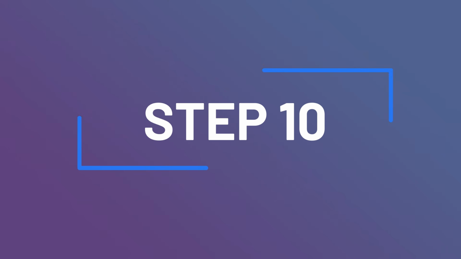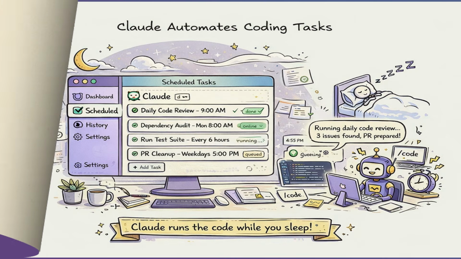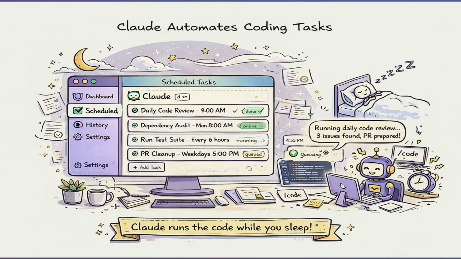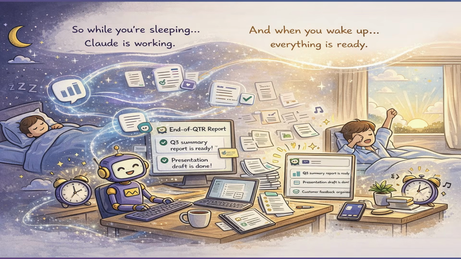Step 10. Automate the end game. This is where things get really powerful. Instead of doing tasks manually, you let Claude run them for you. Using tools like the /schedule plugin, you can automate workflows. So while you're sleeping, Claude is working, preparing reports, writing documents, and completing tasks in the background. And when you wake up, everything is ready.